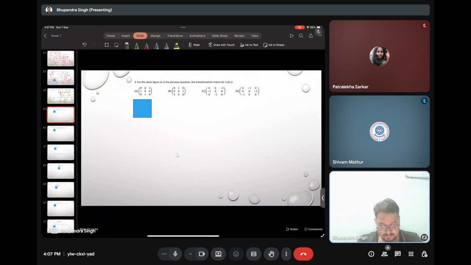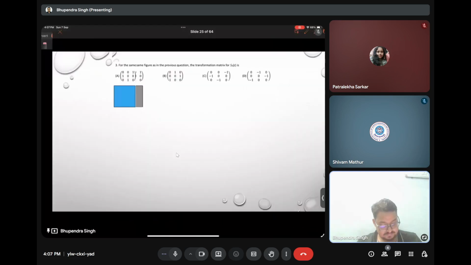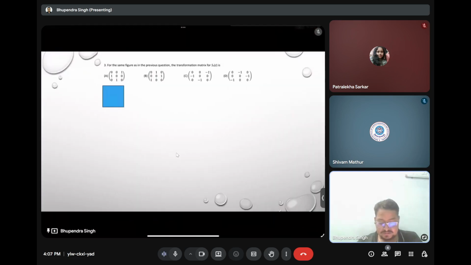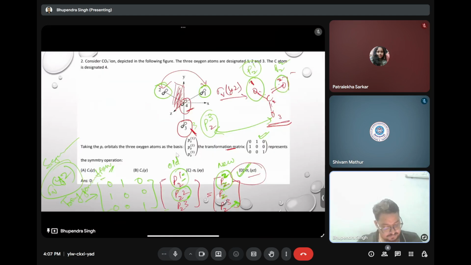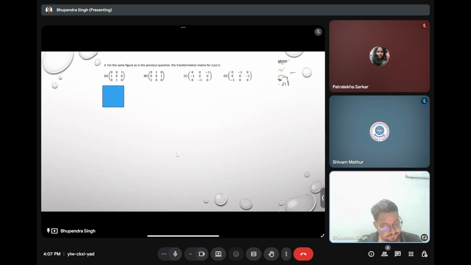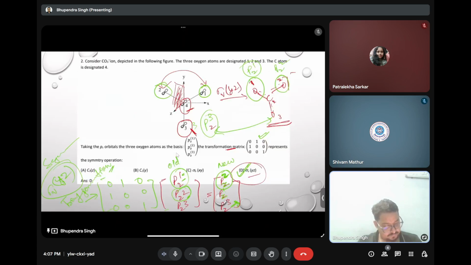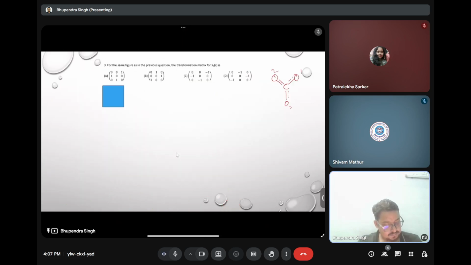So the question is, for the same figure as in the previous question. So previous question, this figure, CO3 minus. So it was like C. So this was your 1, 2, 3 and 4. 4 is your carbon atom.